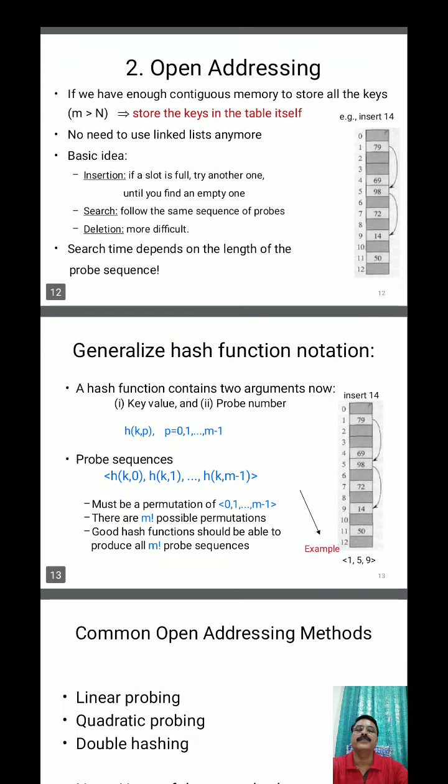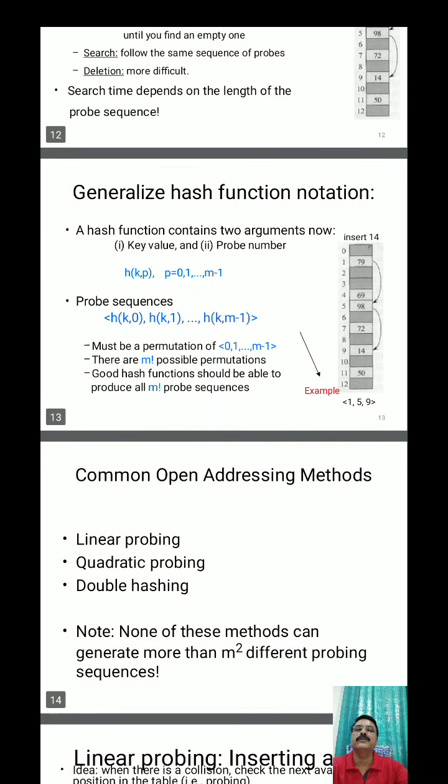Generalized hash function notation. A hash function now contains two arguments: 1, the key value, and 2, the probe number. H of k comma p, p ranging from 0 to m minus 1, and probe sequences h of k comma 0, h of k comma 1, and so on, up to h of k comma m minus 1. These must be permutations of 0 to m minus 1, and there are m factorial possible permutations. Good hash functions should be able to produce m factorial probe sequences.